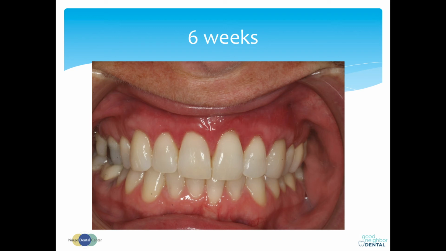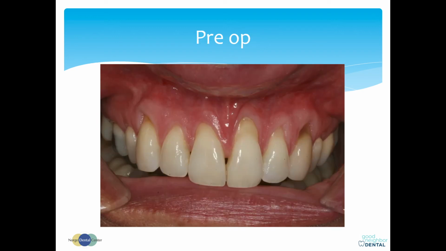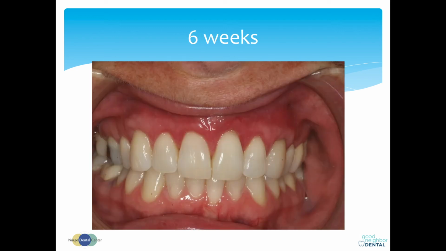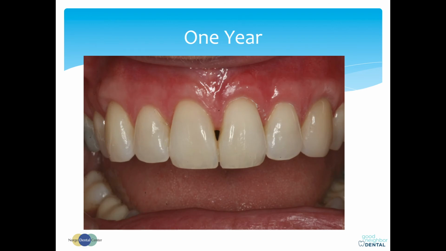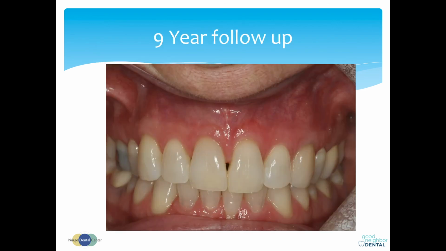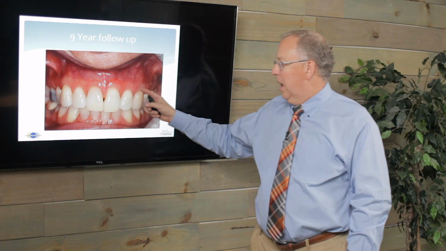Look at how cratered out some of these things were, how far. But she had good scalloped borders in terms of the periodontium, so I knew I'd have a good result with just AlloDerm. There's 6 weeks, there's 1 year, and there's a 9-year follow-up. I just took that a year or two ago. Again, everything stayed in place.